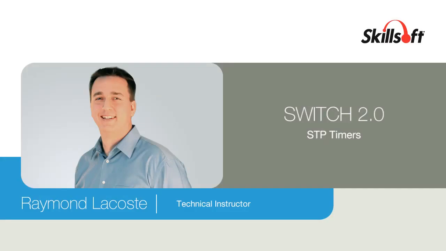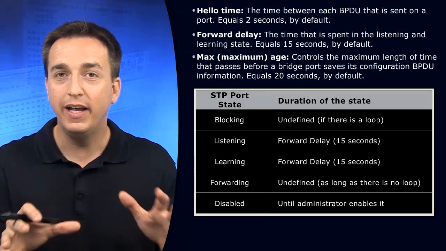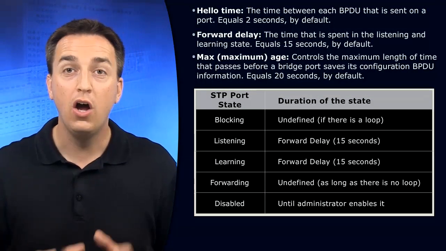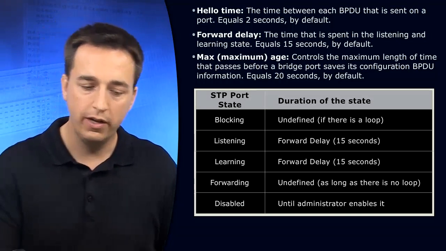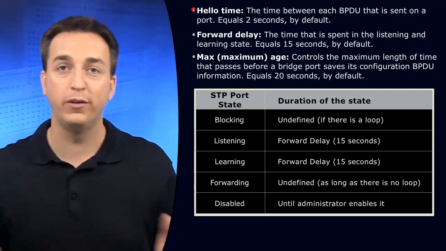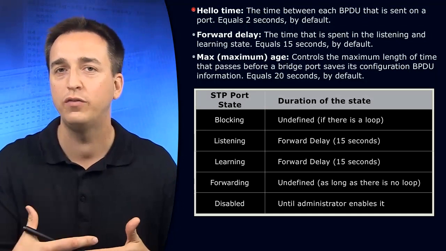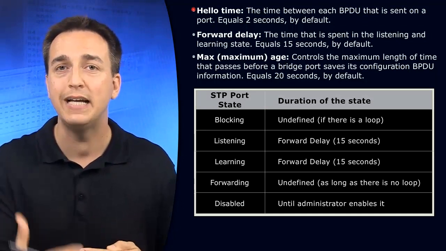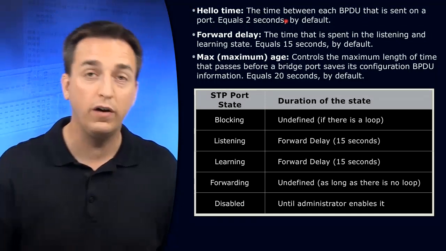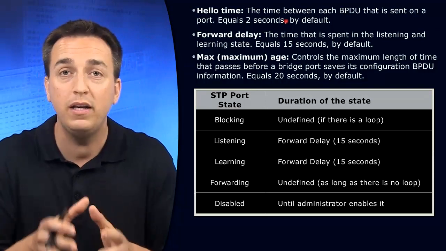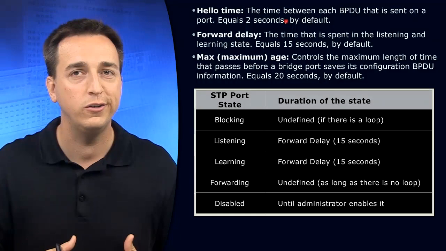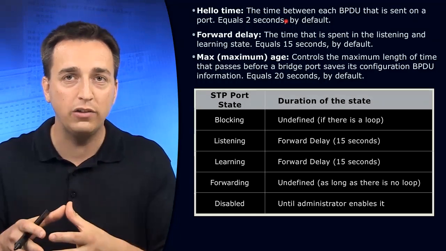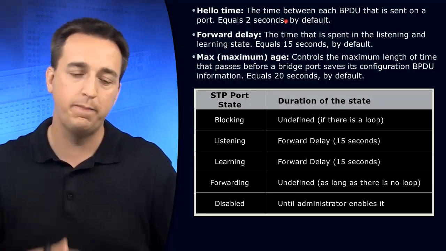Spanning Tree Protocol, 802.1d, and per VLAN Spanning Tree Plus all rely heavily on timers when making their spanning tree decisions. The first timer is the hello timer, and this is really important because it's how often a BPDU is sent out an interface. By default, it's 2 seconds, and remember, BPDUs are the language of spanning tree protocol. Without BPDUs, the spanning tree topology cannot be determined.